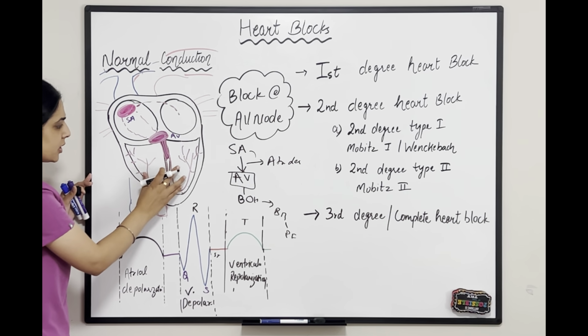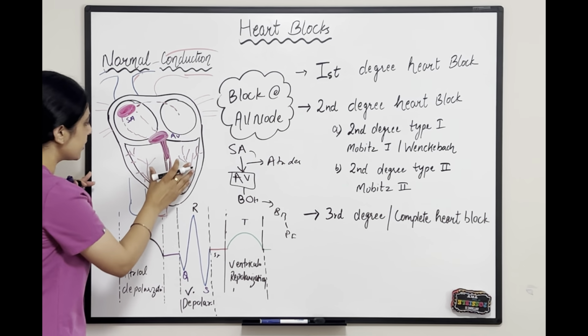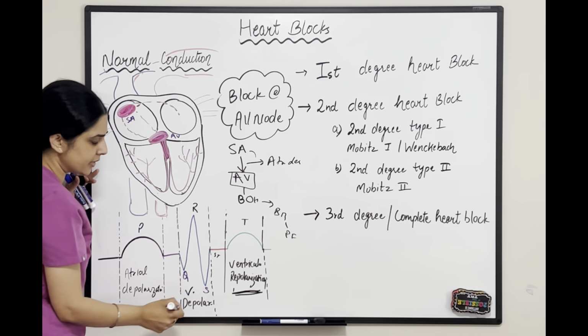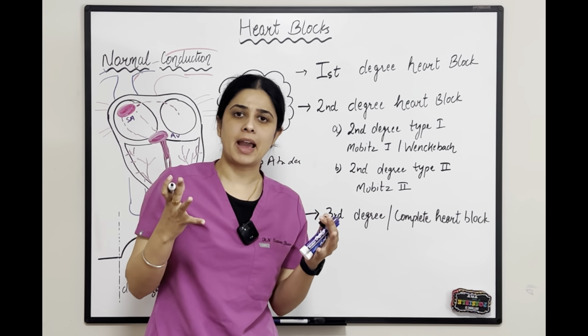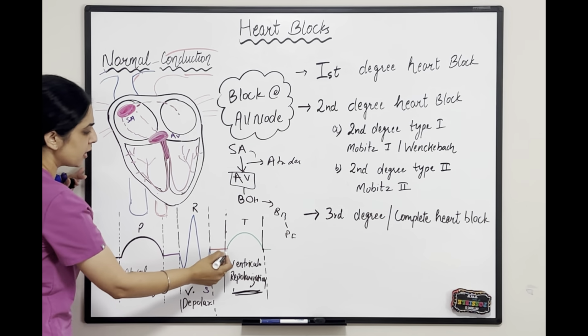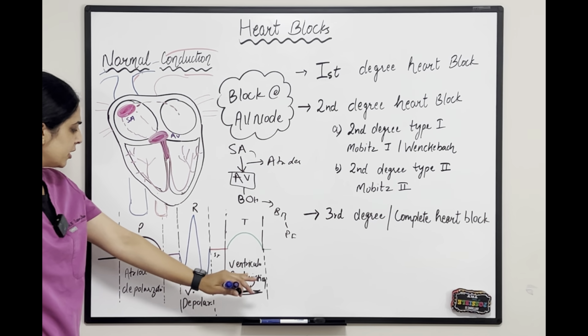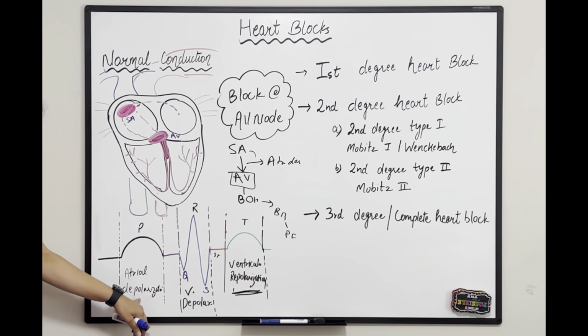Whenever ventricles start recharging, we say the ventricles are getting repolarized. Ventricular repolarization means the ventricles relax, and whenever the ventricles relax, the T wave forms. So the T wave represents ventricular repolarization, the QRS complex represents ventricular depolarization, and the P wave represents atrial depolarization.